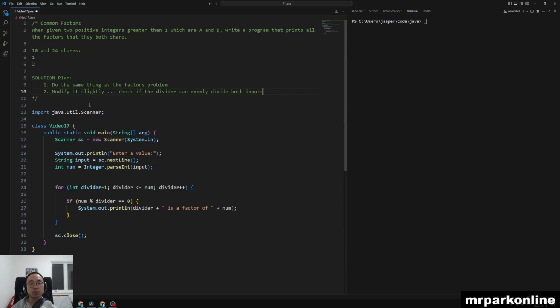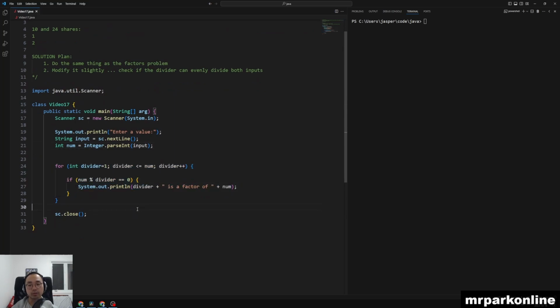Our solution plan is to do the same thing as the factors problem, but modify it slightly. We're going to check if the divider can evenly divide into both inputs. So we have our input ready. Now we're just going to tweak our for loop, because it was just checking for one number if that divider can divide it, using the modulus and having a remainder of 0.